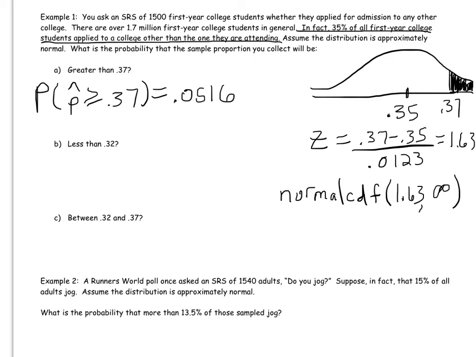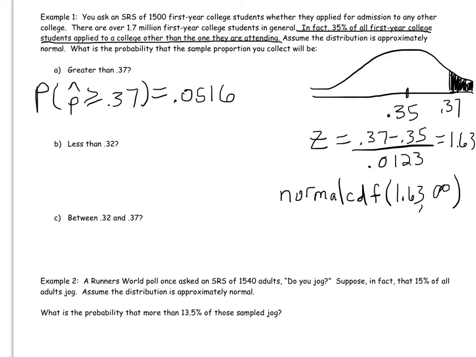So what this is saying is, if I took a random sample of 1,500 college students, there's about a 5% chance that in that sample, 37% of them or more applied to more than one college. So I don't really have enough room to write that sentence, but I said the sentence I would write on the test.